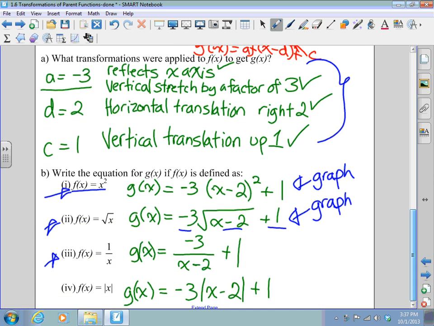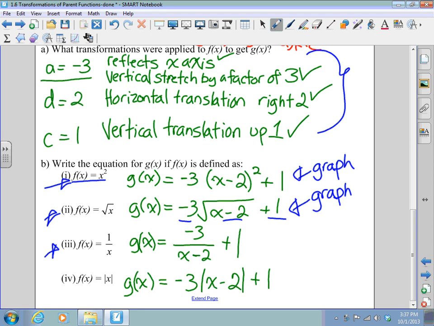Okay? And then for the last two, the parent function is the reciprocal. So again, we're going to take a look. a is -3, so it goes on top here, ladies and gentlemen, and then it's divided by x minus d, which is -2, and then you add 1. Then you can graph that. Again, once you've got the parent function, you can graph these. Okay? Unlike up top here, you couldn't graph it because you didn't know what your starting point was, i.e. which function to start with.